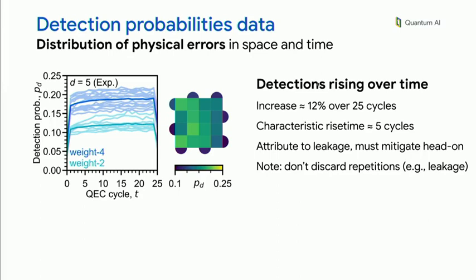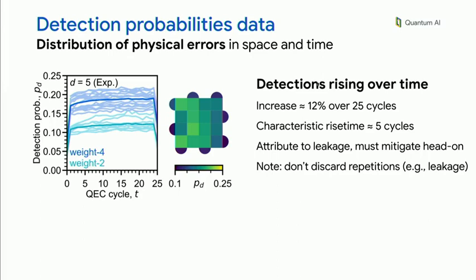Now, even more importantly, you can resolve that information in time. And you'll see that here the dark blue lines correspond to the weight 4 stabilizers, and the light cyan lines correspond to weight 2 stabilizers. They have lower detection event fraction because they're checking half as many qubits. The dark lines are the averages of all of those numbers. And what you'll notice, kind of annoyingly, is that the detection event fraction is going up over the 25 cycles where we're running error correction.